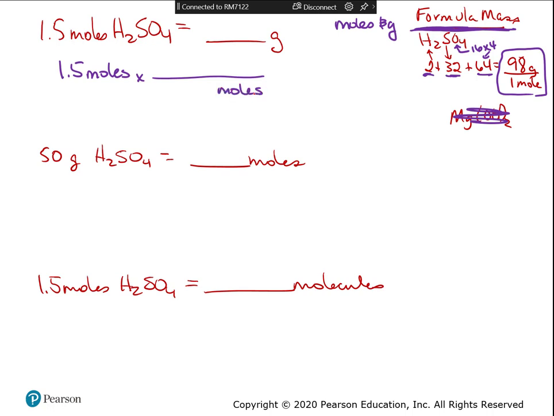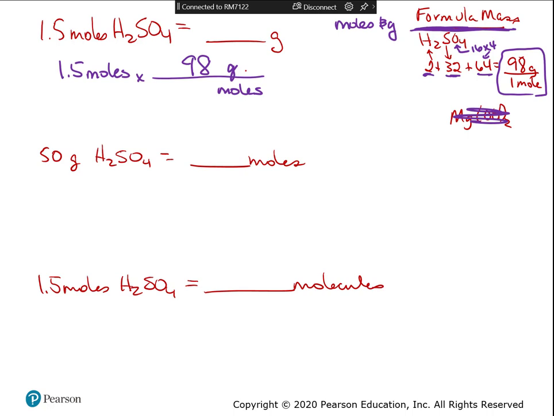The answer unit, because this is a one step, the answer I want is in grams, so grams goes on top. So the given unit goes on the bottom, the answer you want goes on top, and it's only one step. So this is the single step. But what number am I going to put in front of grams? That 98. So the reason that you figure out the formula mass is because that formula mass now gets to be the unit conversion. 98 goes in front of grams.